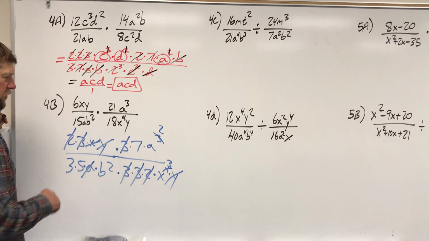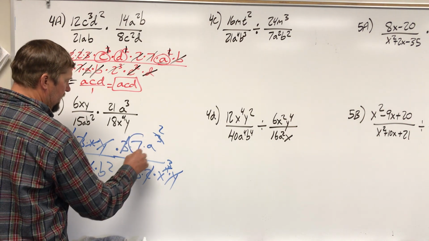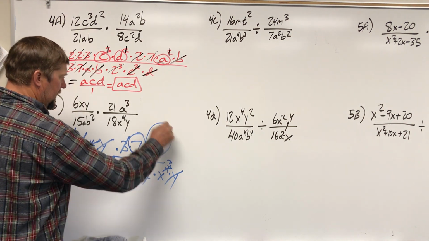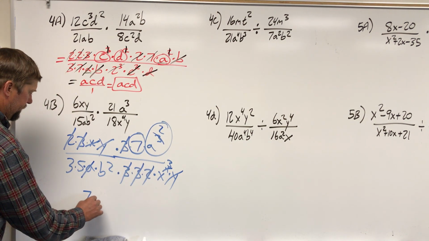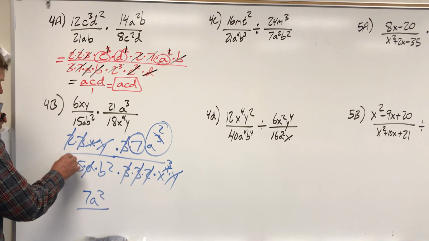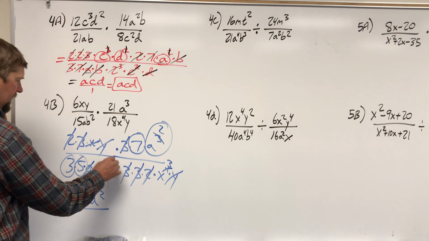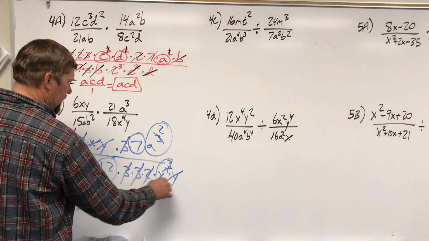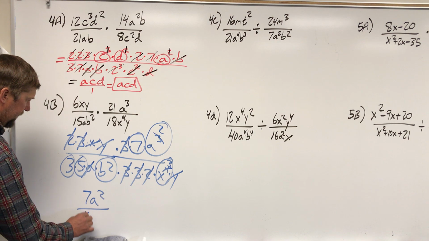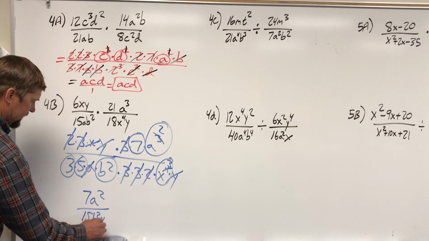So try not to lose track of what you have. I have a 7 and an a squared left on the top. I have a 3, a 5, a b squared, and an x cubed on the bottom. So that's 15b squared x cubed.